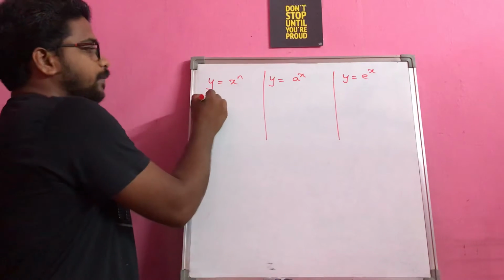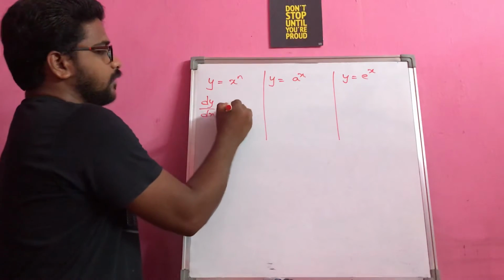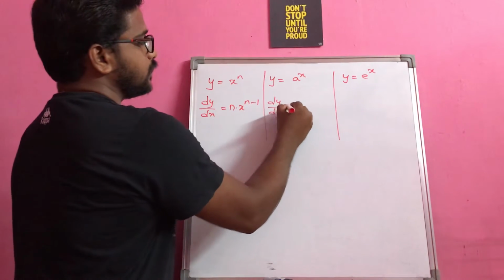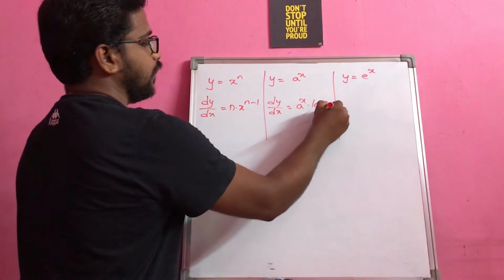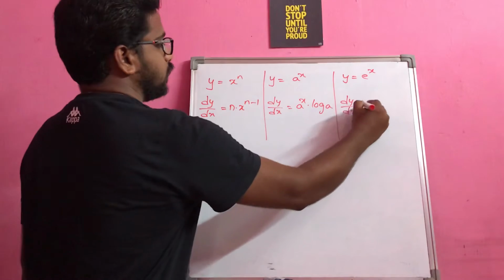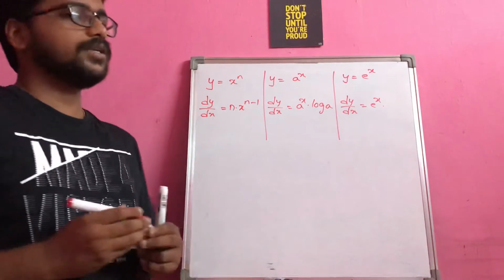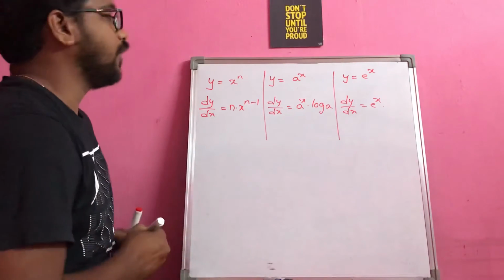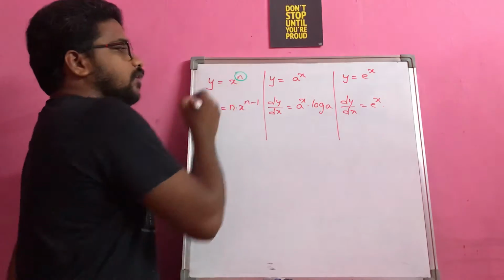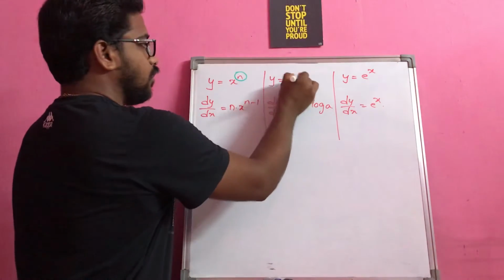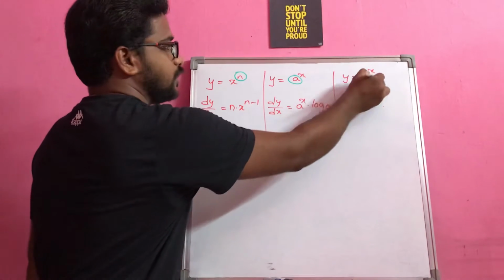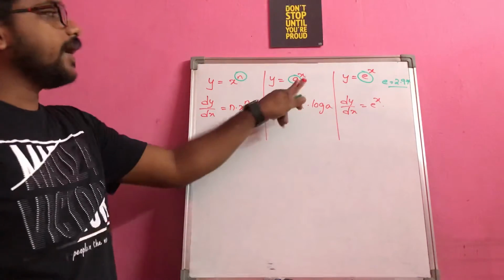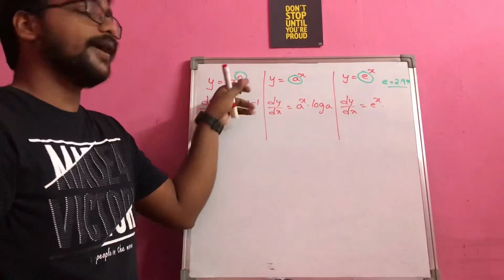So if you apply differentiation here, dy by dx is equal to n into x power n minus 1. For this, if you apply, dy by dx is equal to a power x into log a. And here dy by dx is equal to e power x, because e power x differentiation is e power x itself. But here try to notice one important point. This n is a constant, this a is a constant, this e is a fixed value, e is equal to 2.71 something, whereas this a can be any number and this n can be any number.